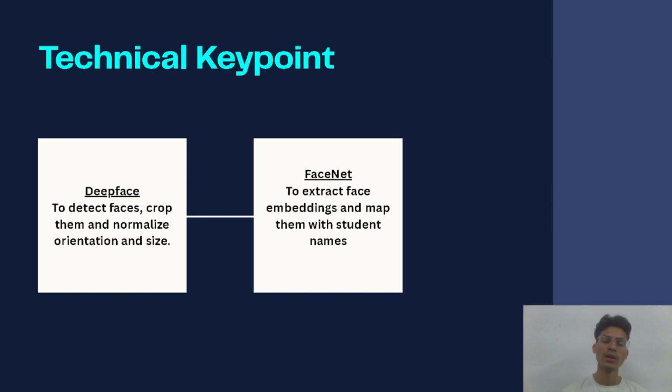Now, talking about the technical key point, I would like to talk about two models which exist. One is DeepFace and the other is FaceNet. So, using DeepFace, you can detect faces in a picture, crop them, and normalize them and flatten the images in such a way that you can extract embeddings from it. And there is another model called FaceNet, using which you can extract embeddings and map them with the student names. So what my solution is doing is connecting these two models. By connecting these two models, we are solving the problem which I have stated earlier.